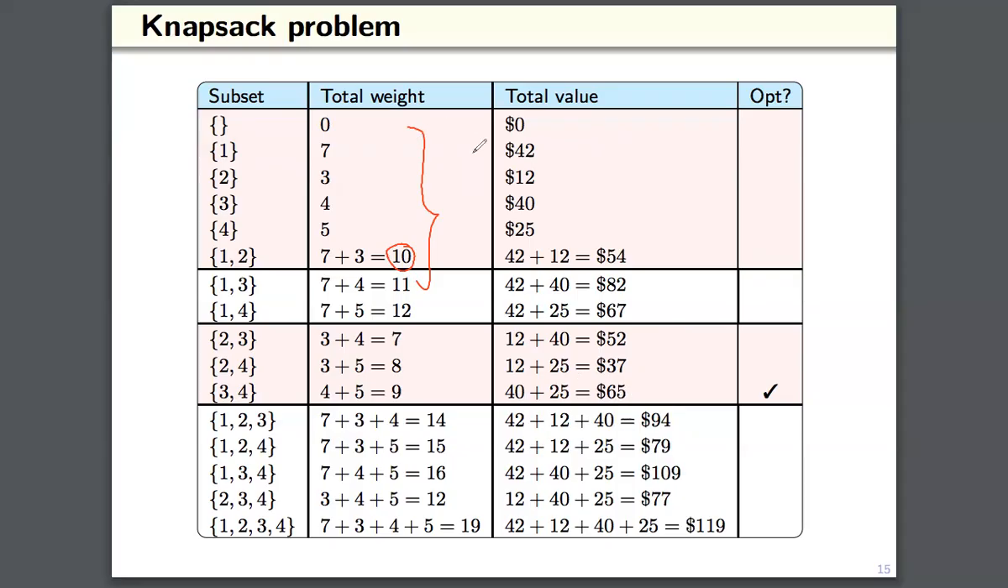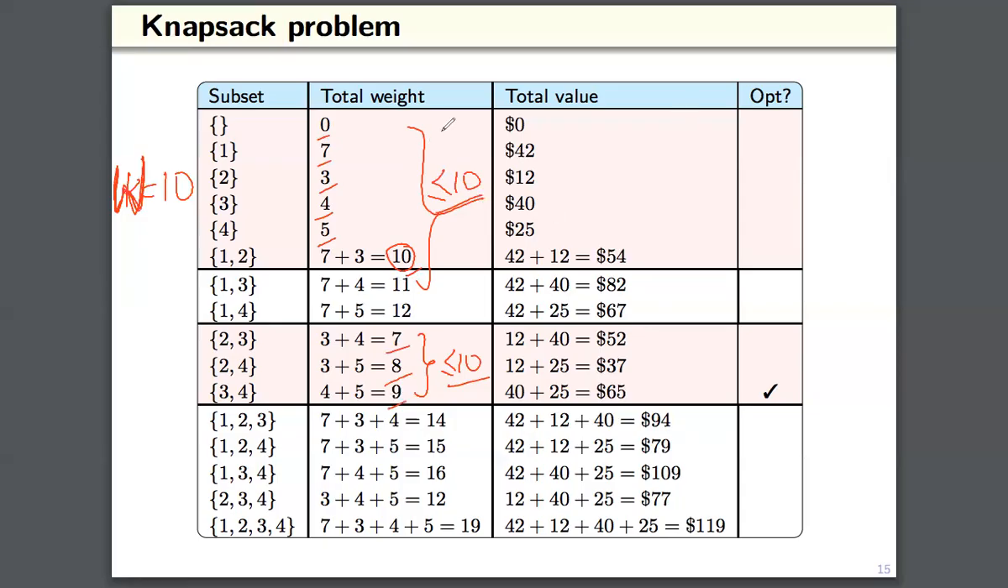Okay. So the capacity of the knapsack is 10. That means the total weight can be at most 10. Here also, it is at most 10. So all the rows that are colored light red have total weight at most 10, less than or equal to 10 everywhere.